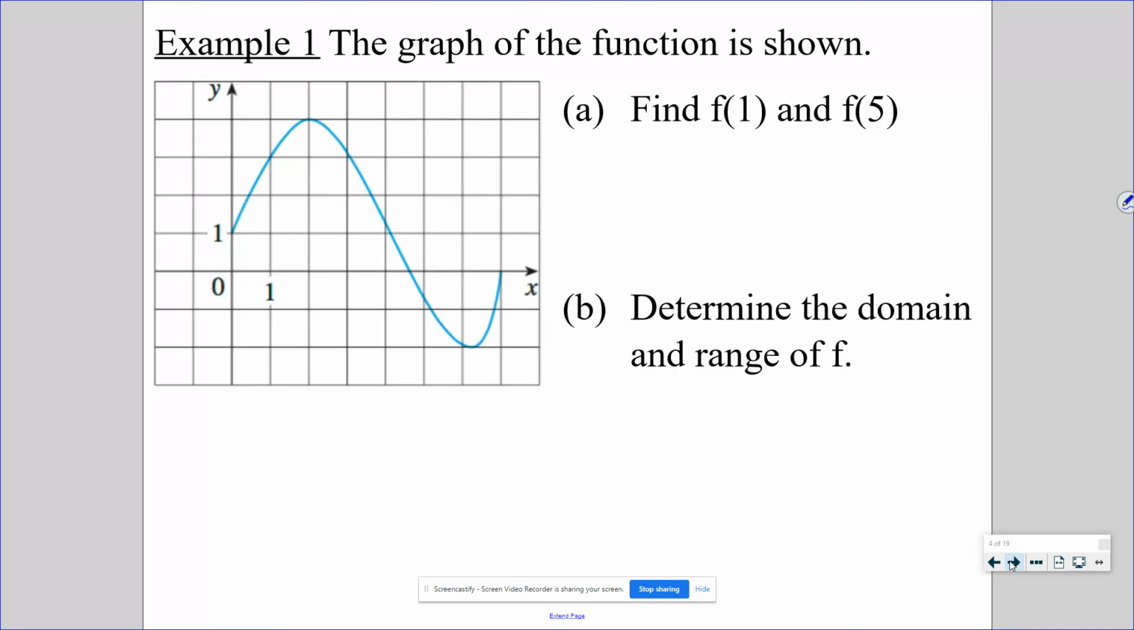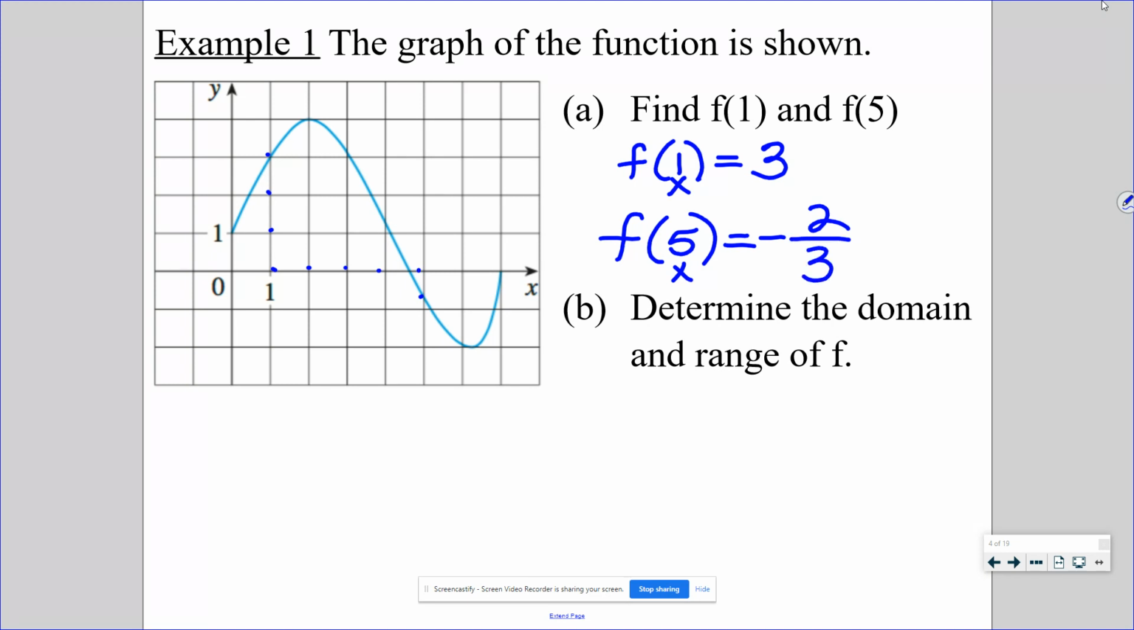Okay, let's practice those two things. So for the first one, we've got what is f of 1 and f of 5. Remember, this is like saying, what is the y value when x is 1? So when x is 1, the y value looks like 3 to me. And then f of 5 is asking for the y value when x is 5. 2, 3, 4, 5. Looks like, I don't know, what do we want to call that? Negative 2/3 maybe? Negative 3/4, something along that line.